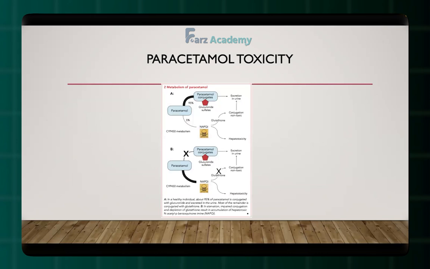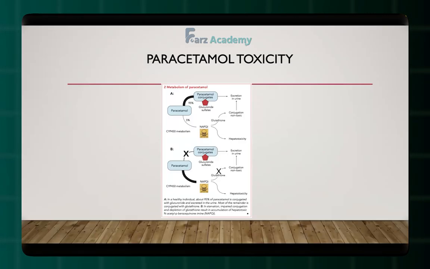Coming to a very important topic called paracetamol toxicity. Now, this is the metabolism of paracetamol. This is the most important bit, which explains why the toxicity happens. As you can see in the upper part of the diagram, it's in a healthy individual.